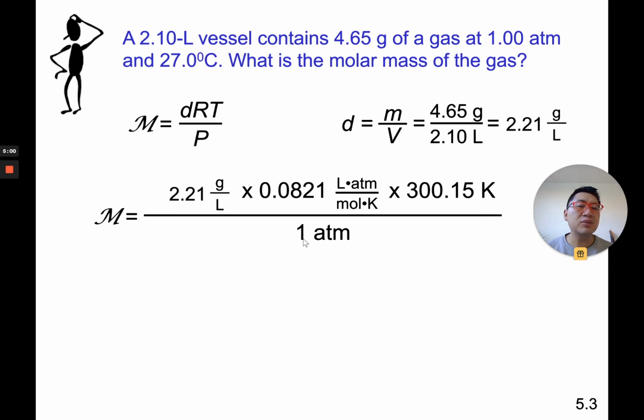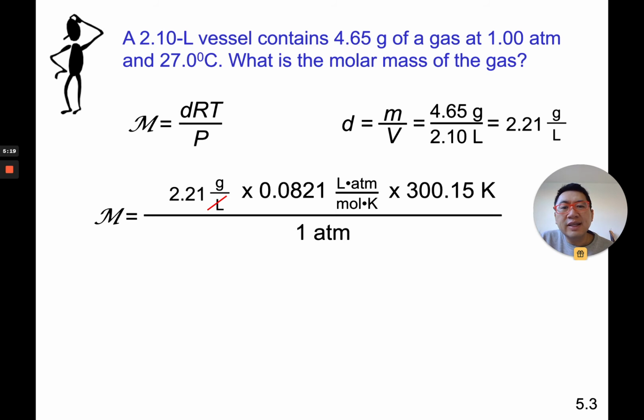It's just written as 1, but technically 1.00, three sig figs. Now, let's not worry about sig figs right now. But so the answer would be 2.21 times 0.0821 times 300.15. So what is the answer for this thing?